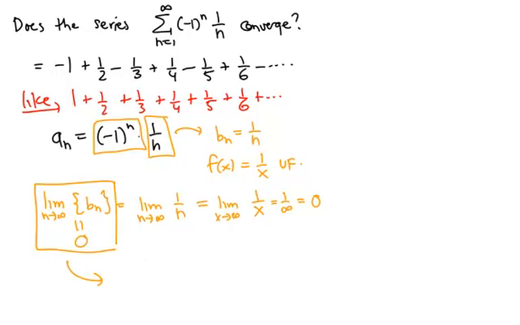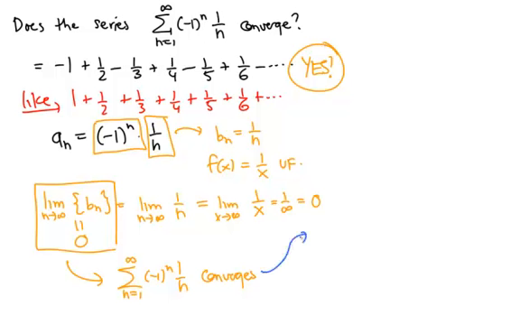By the alternator test, that means that the series, n going from 1 to infinity of negative 1 to the n, 1 over n, converges. Once again, it doesn't tell me what it converges to. All it can do is say, yes, we have convergence. But I can get some bounds on what the value is.